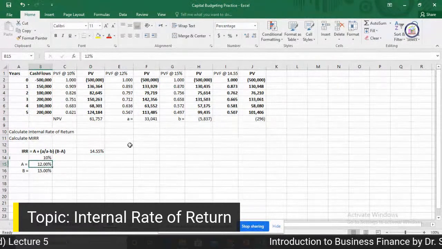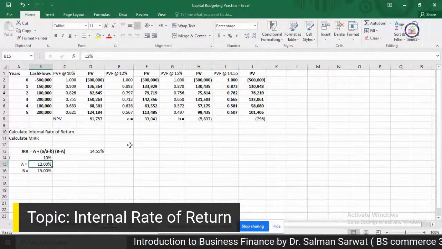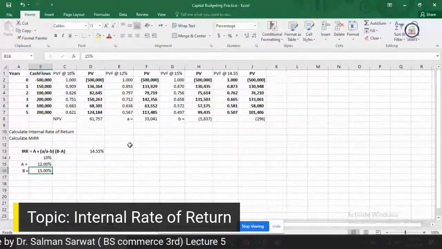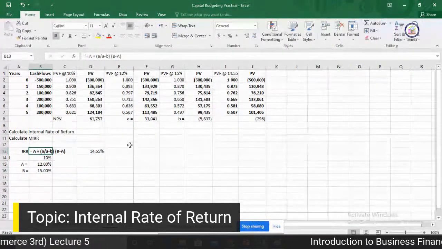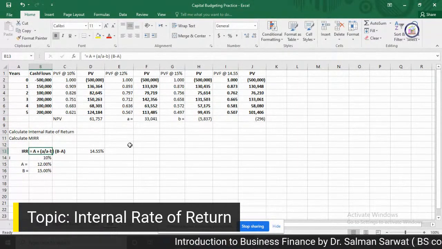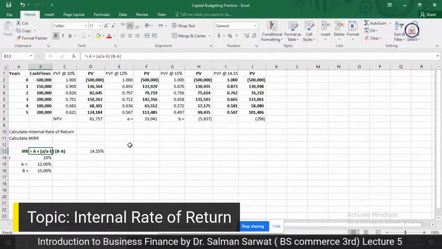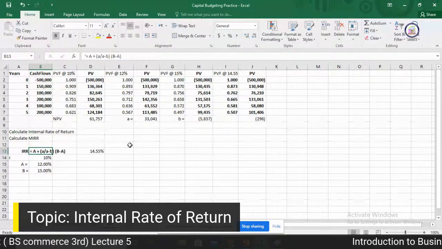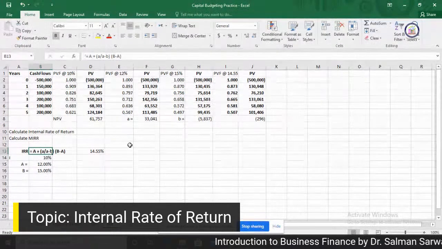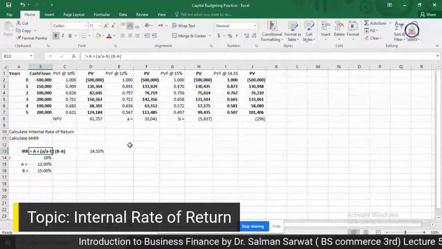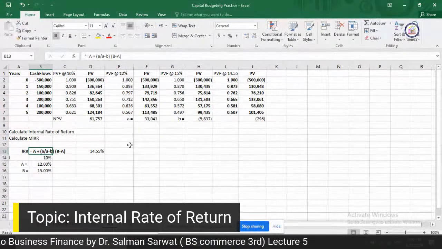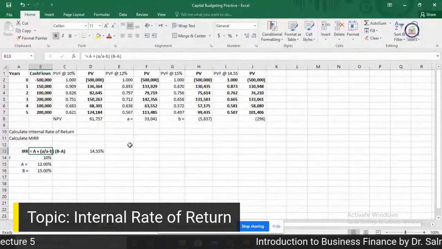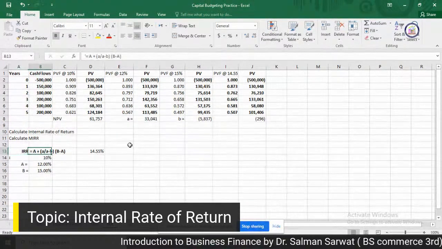So 12% was our capital A, which is getting us a positive NPV. 15% was our capital B, which gave a negative NPV. After that, the formula of interpolation for IRR is capital A plus, in brackets, small a divided by small a minus small b, bracket close, times capital B minus capital A, the difference of the two rates. By applying this formula, we will get IRR.